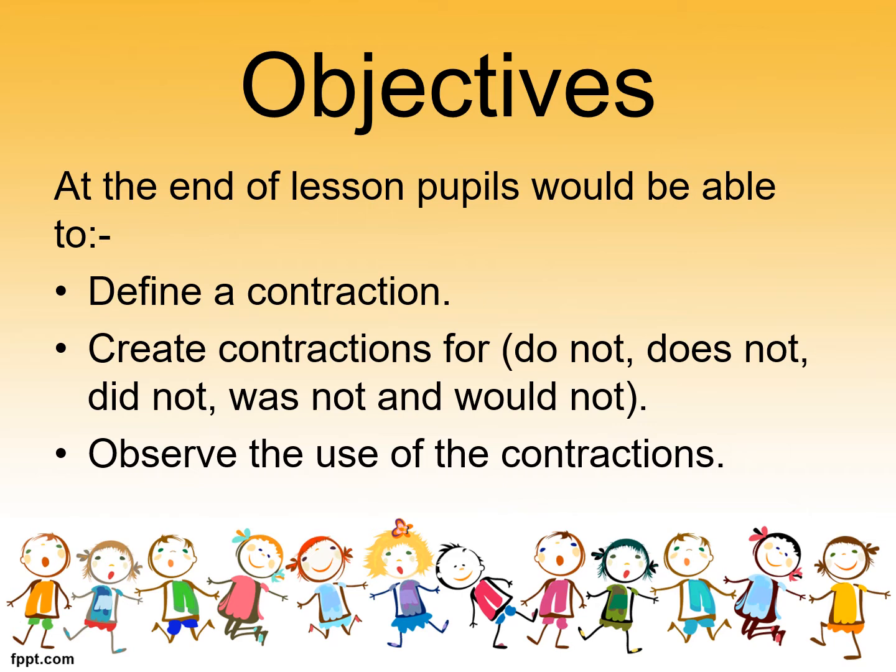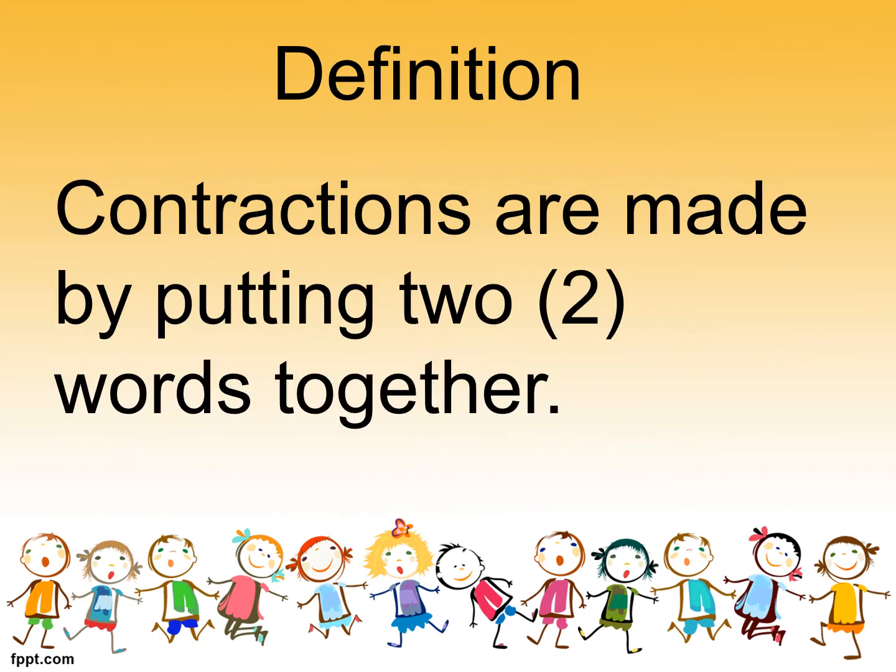Objectives. At the end of the lesson, pupils would be able to define a contraction, create contractions for do not, does not, did not, was not, and would not. And there's a special contraction that we have later down in the lesson, so please be sure to stay tuned and check it out. They would also observe the use of contractions of the word itself, and the use of contractions in sentences.